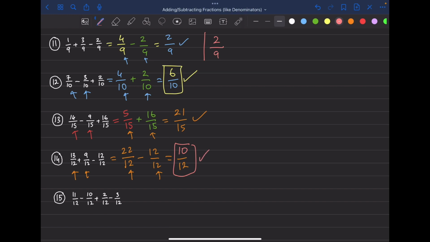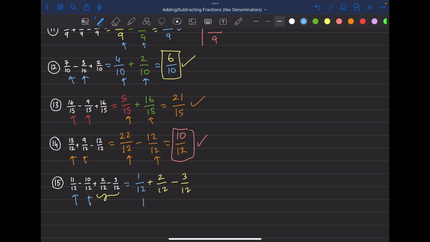We are done. And then the last question. This time we have 4 fractions. So we have 3 steps to do. But yeah, first step, look at the first 2 fractions. Since they both have a denominator of 12, our final answer for that is going to be a denominator of 12. And then 11 minus 10 is 1. Okay, and now we copy paste the next 2 fractions. So plus 2 over 12 minus 3 over 12.